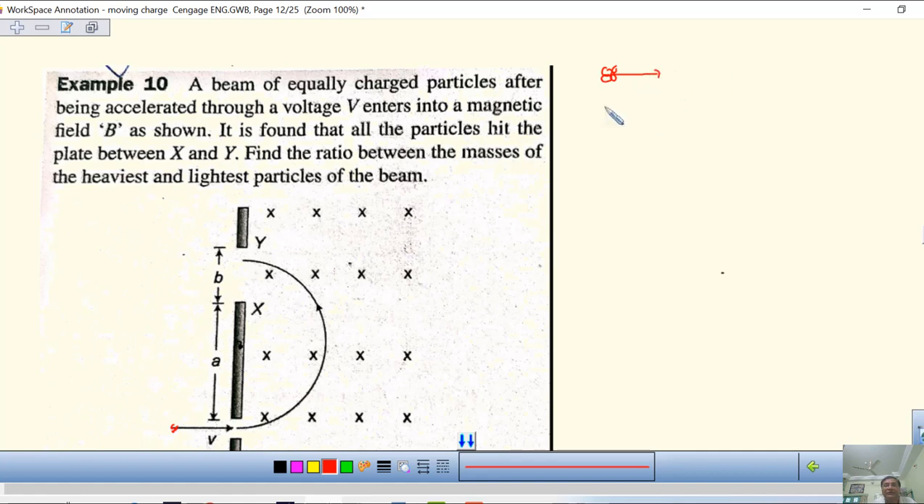So we know that kinetic energy half mv square is equal to qV. So velocity is given by root of 2qV upon m. So depending on the mass, there is a different velocity, and different velocity means it has different radius.